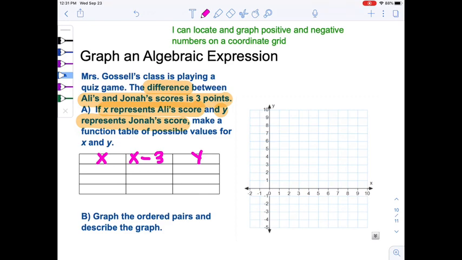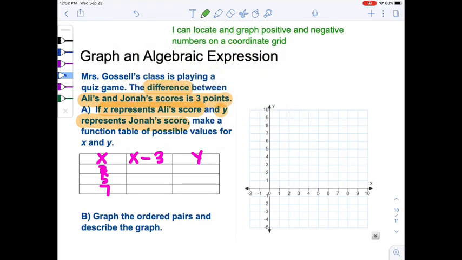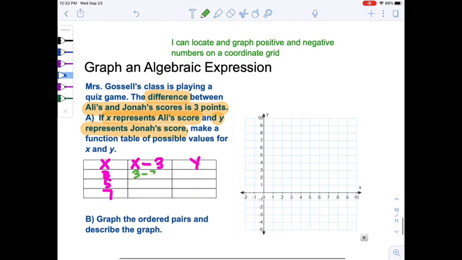Then it says to make a table for possible values, which means I get to pick which values I want to use for x. I look at my table because I am going to have to graph it, so I want to pick numbers that are on my table. I don't want to pick 730. So I'm going to do 3, 5, and 7. Then I'm just going to plug in my values for x and solve for y. So this would be 3 minus 3. So I plugged in 3 for x minus 3, which is 0. So my y value is 0.